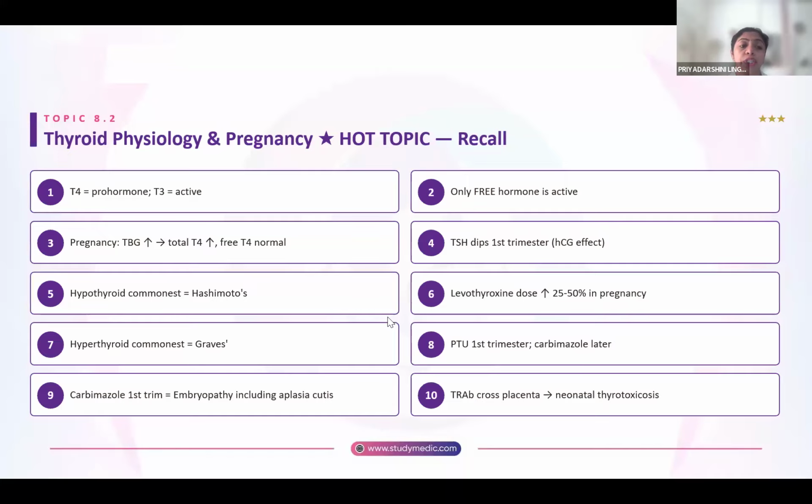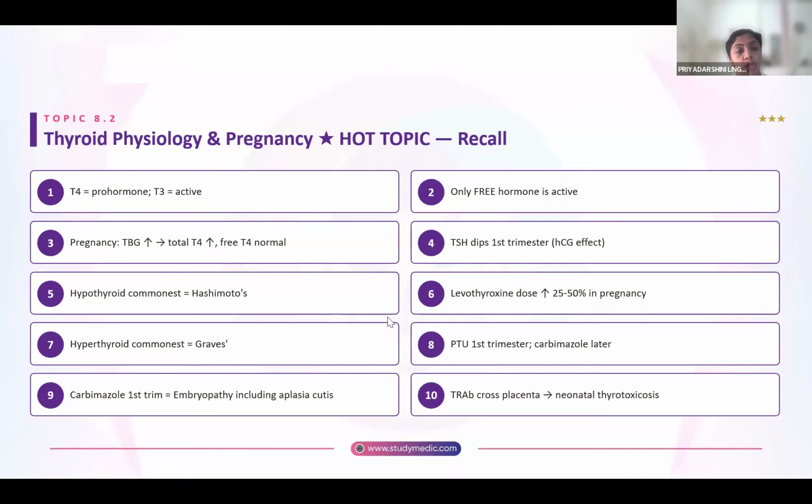So now let's look into the most common SBAs for your exams. Now, in the recalls, the first most important thing is your T3 and T4. Active form is T3, pro-hormone is your T4. Only your free hormone is active. And in pregnancy, because of estrogenic effect, your thyroid binding globulin increases.